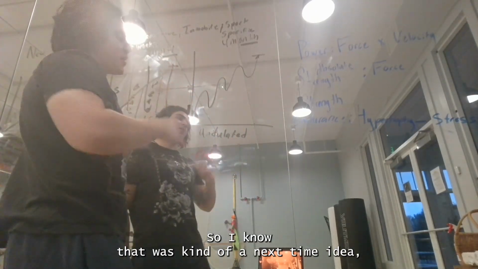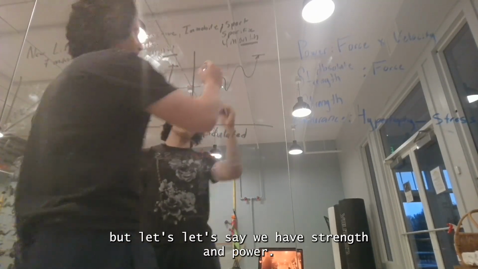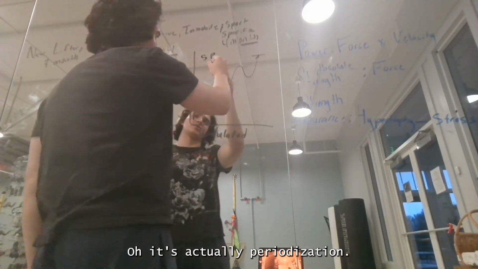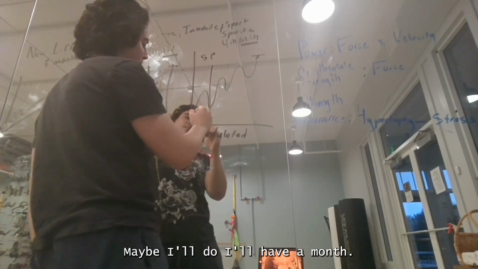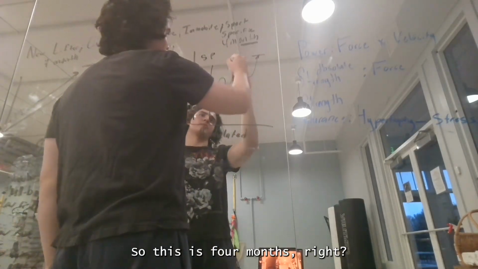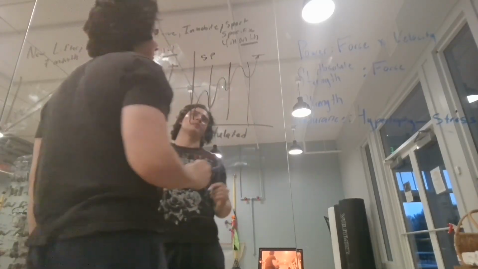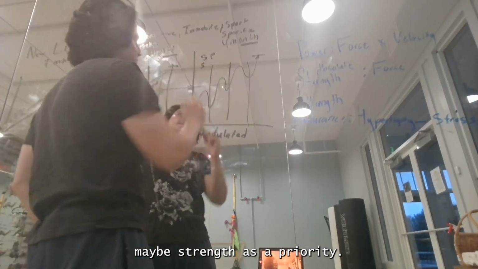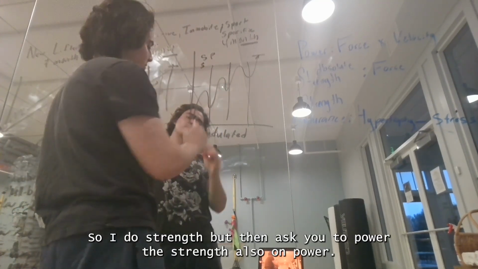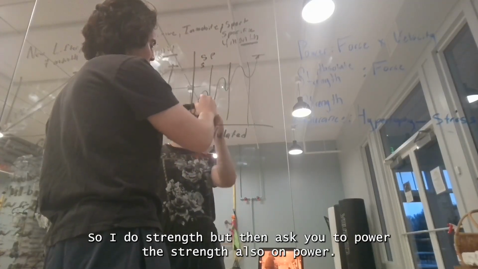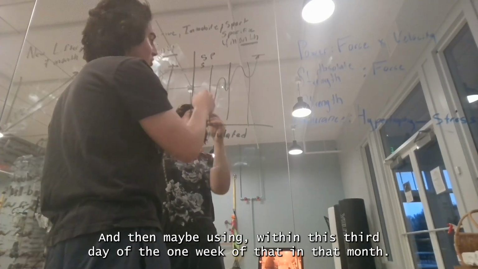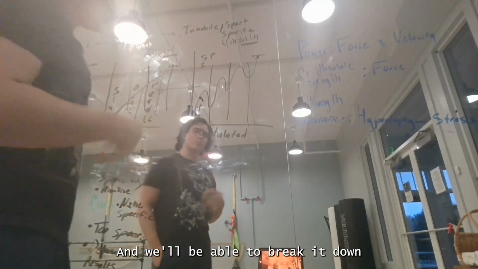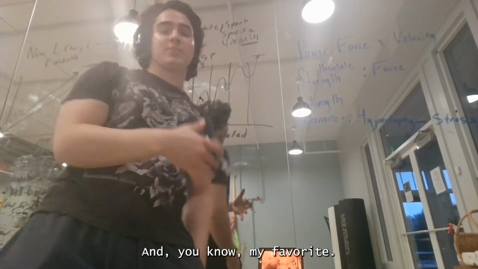So I know that was kind of a mixed idea, but let's say we have strength and power. Let's be simple. Well, with undulated periodization, maybe I'll have a month. So this is four months, right? 1, 2, 3, 4. I might have maybe strength as a priority. So I'll do strength, but then I also include power. Do strength, but also include power, and then maybe within the third day of the one week of that month, then I'll just do strength. And we'll be able to break it down a lot further because that's what we're doing today, undulated periodization.